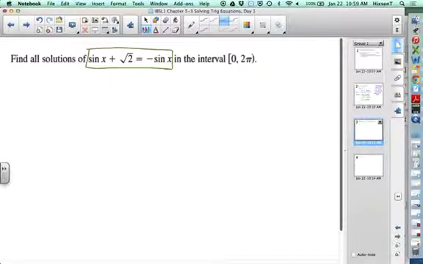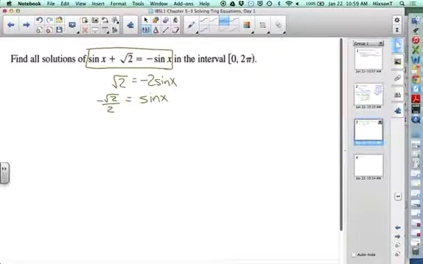So 2 sine of x. Let's subtract the sine over to the right-hand side, so it's negative 2 sine of x equals radical 2. Then divide by negative 2, so sine of x equals negative root 2 over 2. Everyone see how we got there? This is just the basic algebra of getting sine by itself.